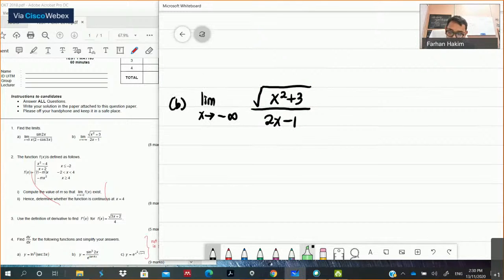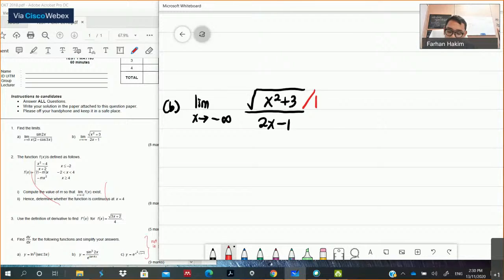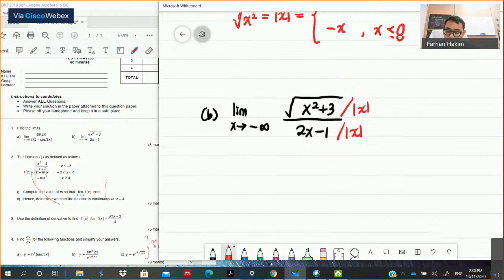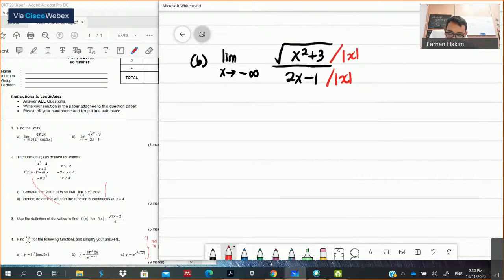To do this question, firstly divide by modulus of x at both the numerator and the denominator. We know that modulus of x is given by the square root of x squared, and for modulus of x we have positive x and negative x. This one is for x greater than or equal to 0, but this one for x less than 0. It is important to note that x is approaching negative infinity in this case.